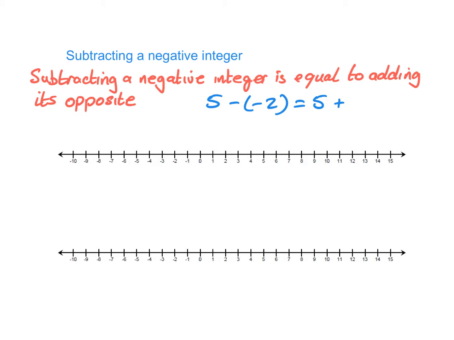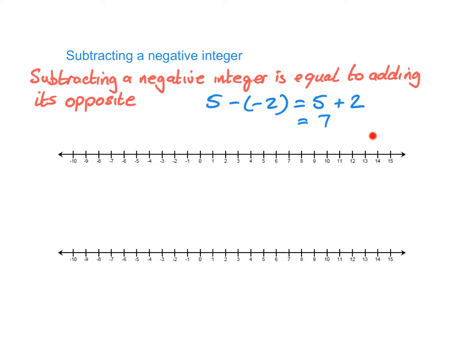5 added to 2. And once again, where did I get that? Well, my 5 stays where it is, and because I'm subtracting a negative integer, it's equal to adding its opposite. So the subtraction over here becomes a positive, or an add, and our negative value over here becomes its opposite, which is a positive number. So therefore the answer for this particular question is going to be 7.